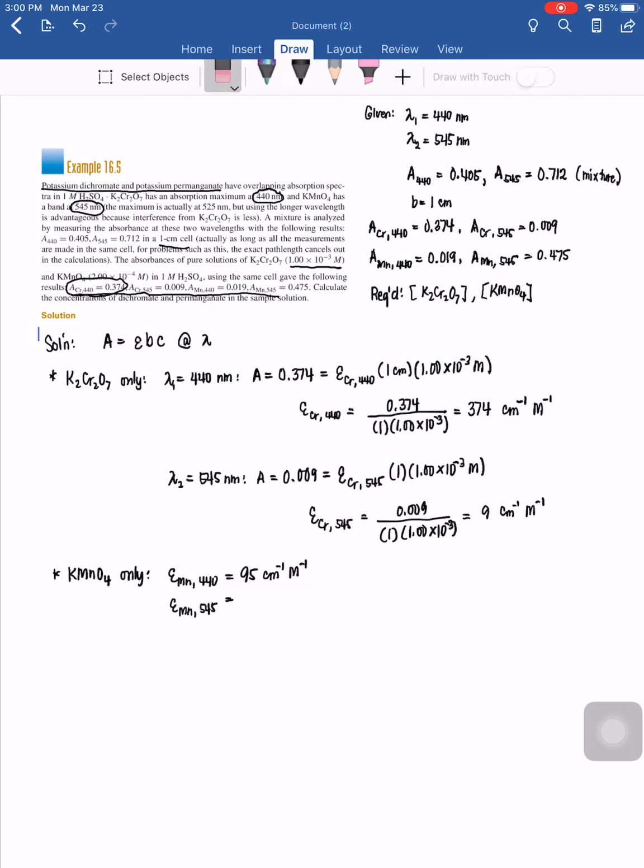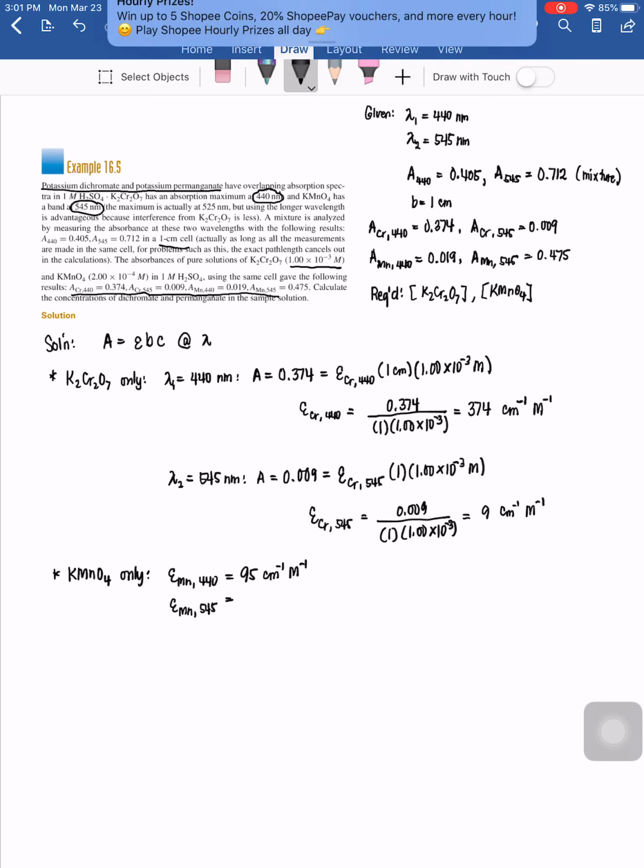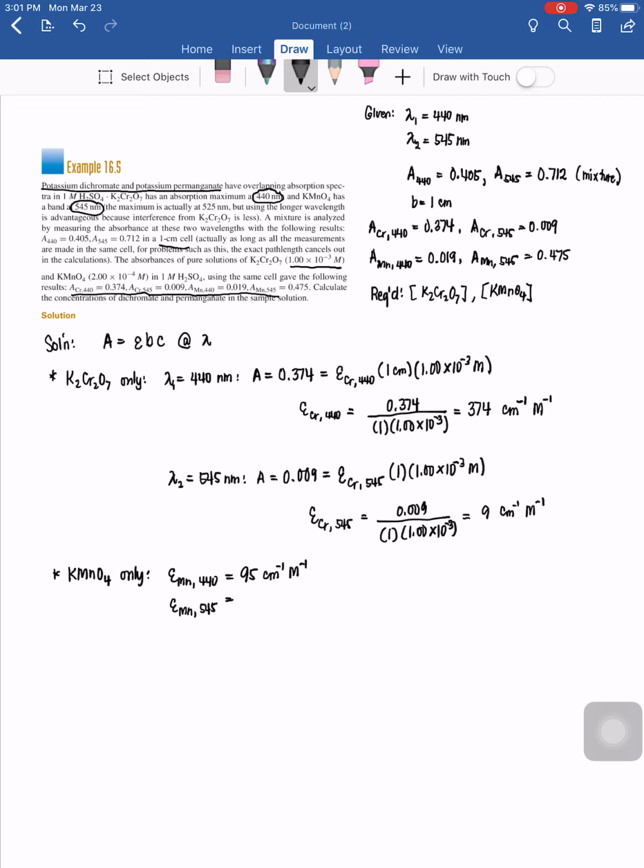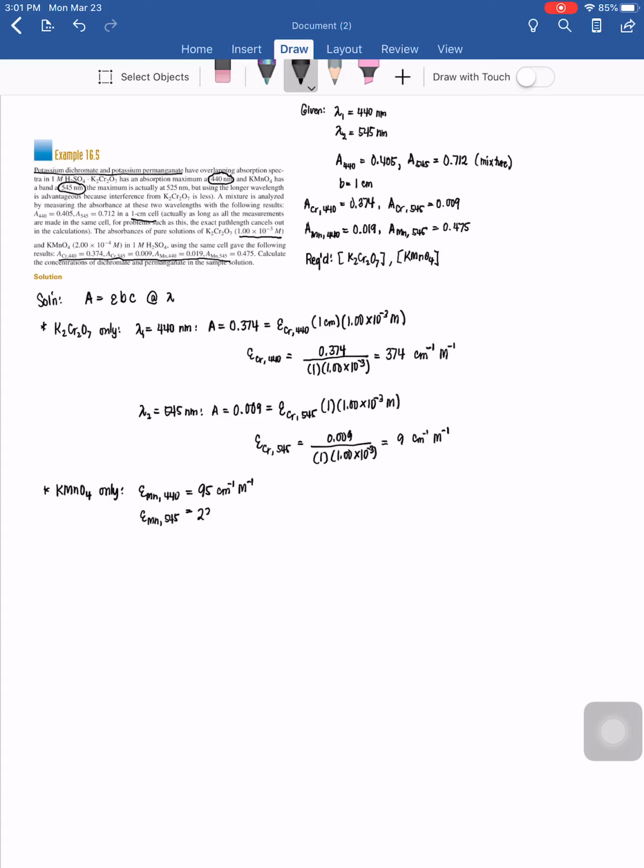You can see the concentration of potassium permanganate now. You can verify using your calculator if I've done this one correctly. And at 545 nanometers, the molar absorptivity of potassium permanganate can also be computed in the same way. So that should be equal now to 2,375 per centimeter per molar.